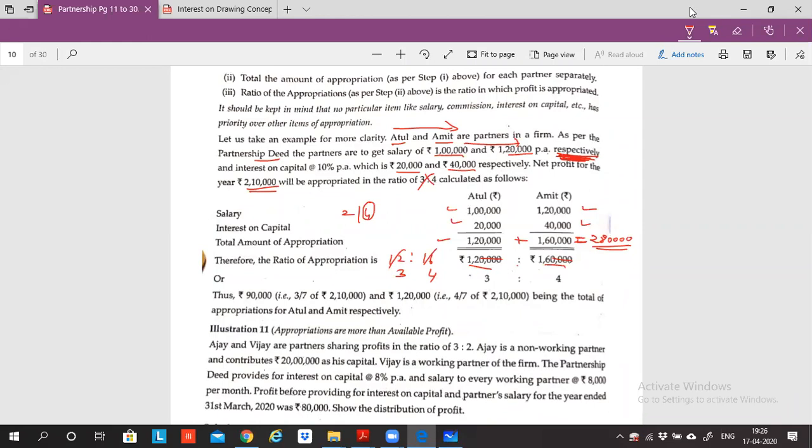So I have to divide this 2,10,000 rupees in the ratio of 3:4, which means out of 7 pizzas, Atul will take 3 and Amit will take 4. That is what it means.